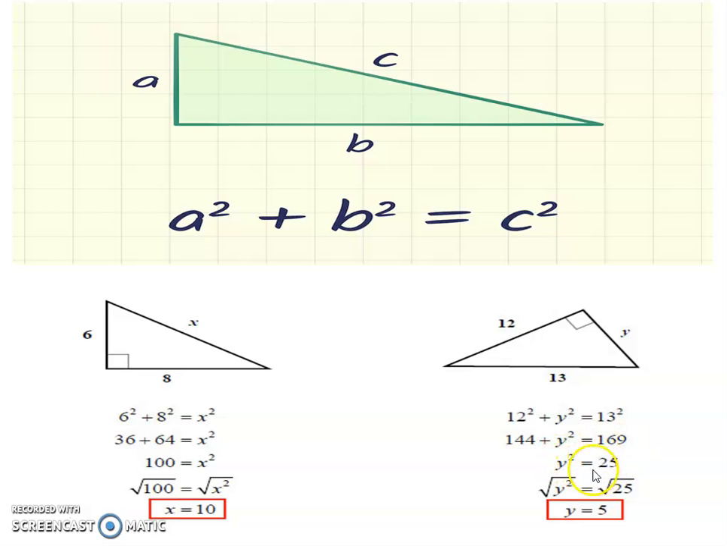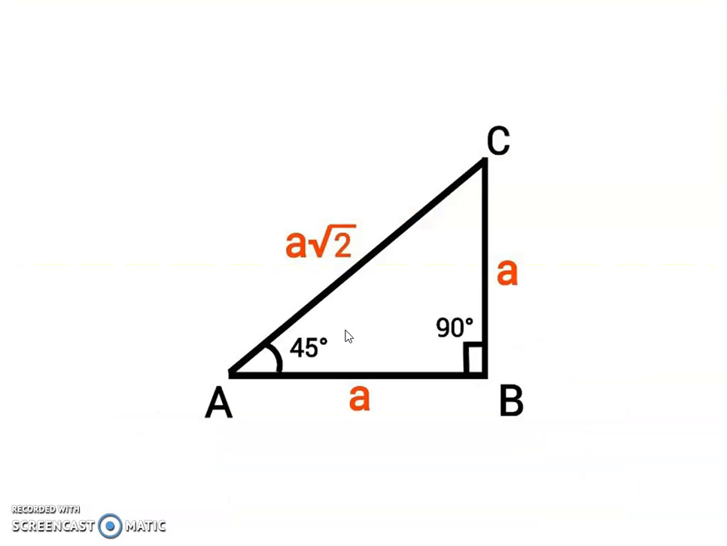So y square is 169 minus 144, which is 25. So square root of y square is square root of 25. Y is equal to 5. So in this way, we have to apply the Pythagoras theorem to evaluate any side of the right angle triangle.